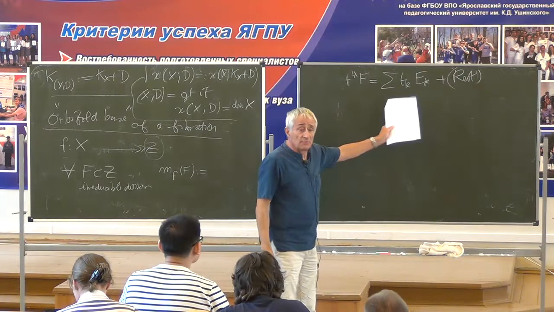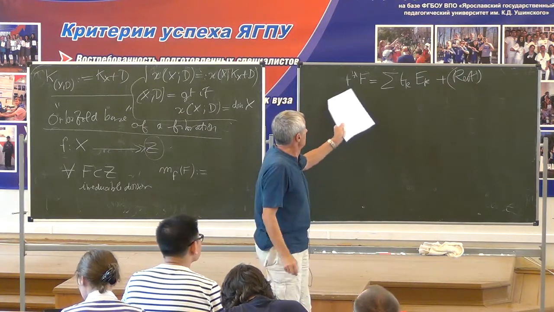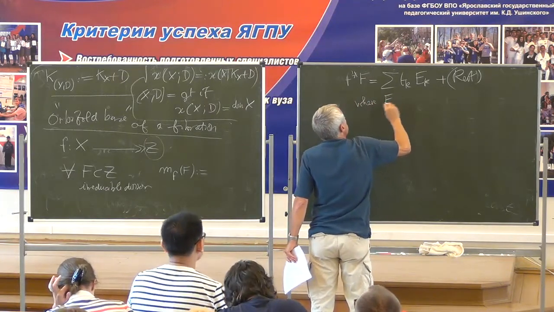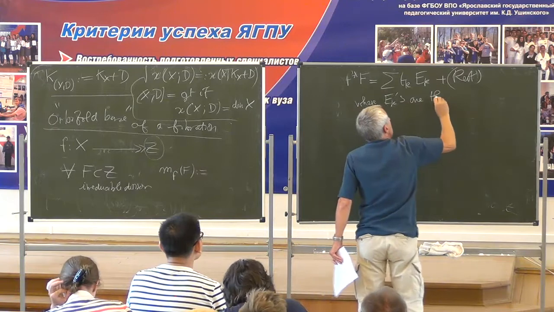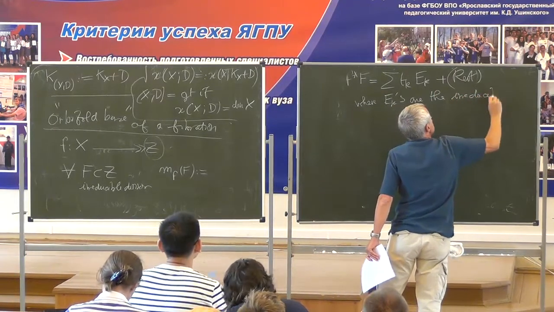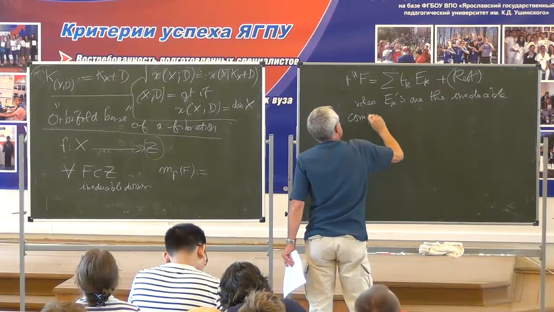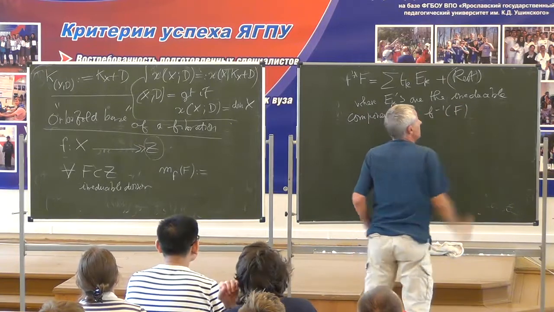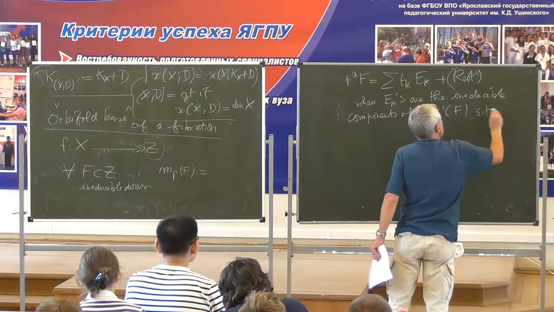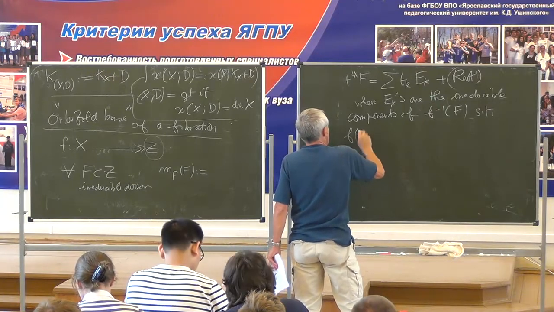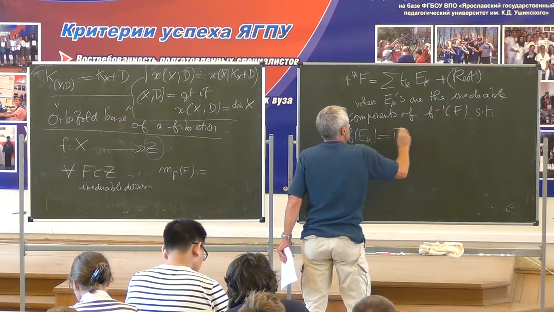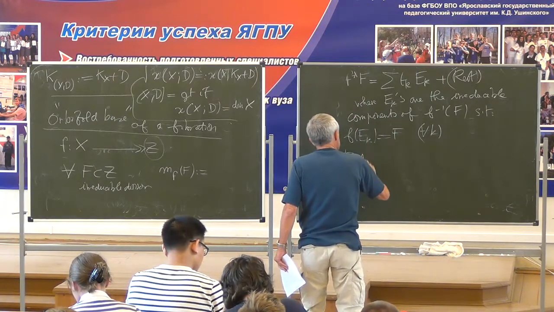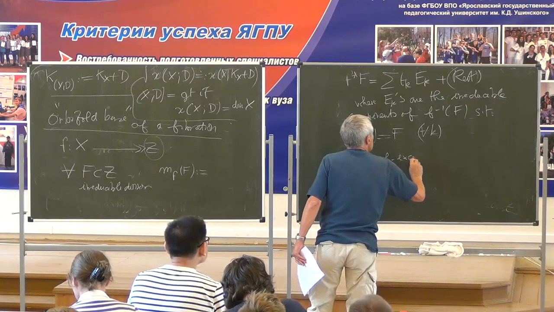And so, what are the E_k? The E_k are the irreducible components of f^{-1}(F), such that we have f(E_k) equal to F for any k. And the rest, this is the f-exceptional part.